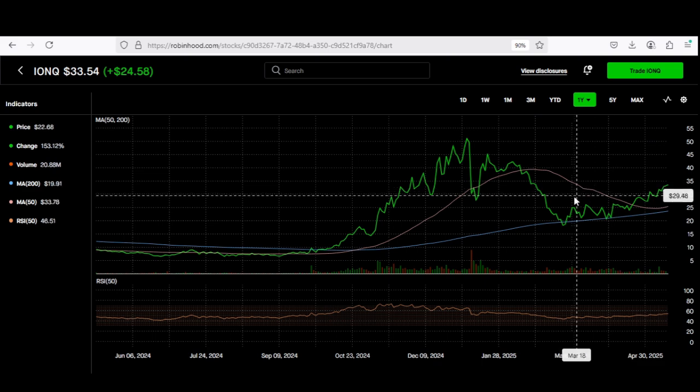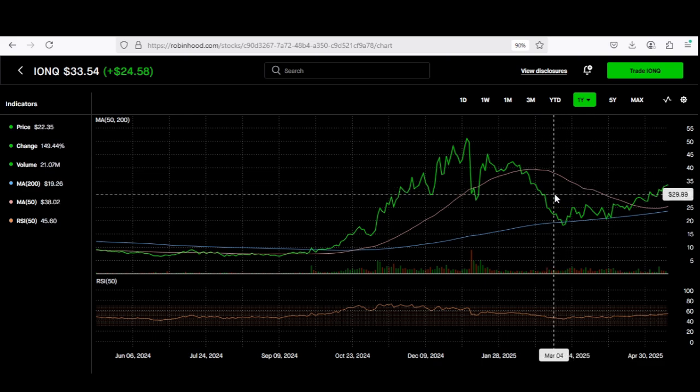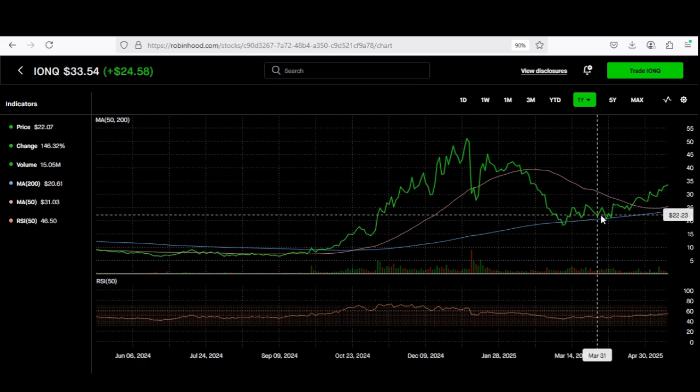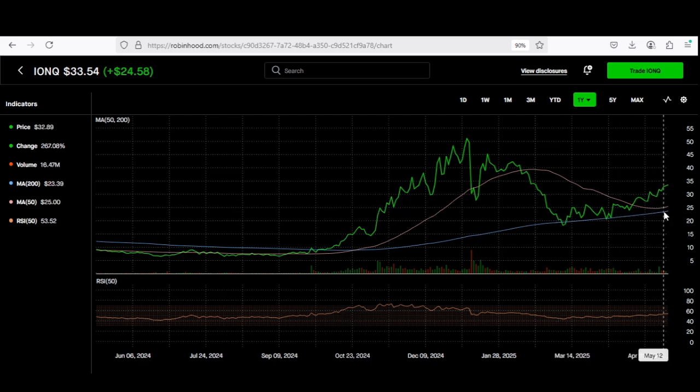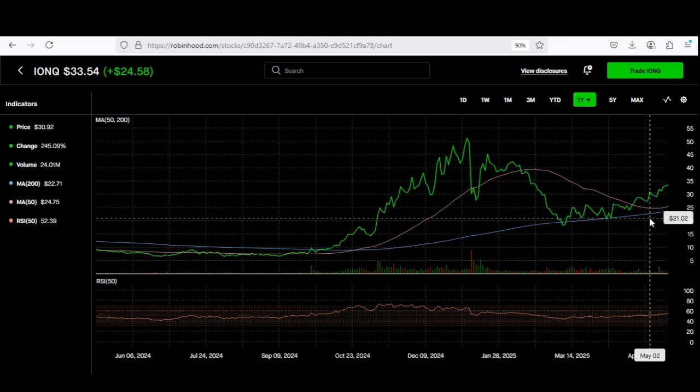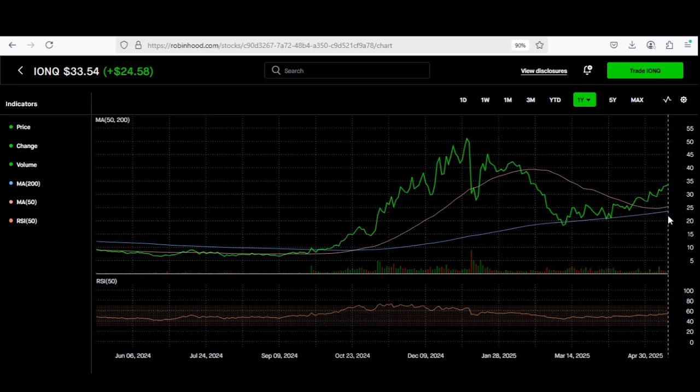So what you want to do is that you want to drag this white line right here. Now, before we get into the white line, let me just show you the importance of this blue line right here. Now, this blue line right here is the MA200, better known as the 200-day moving average. Now, if you're new to the channel, you will know that I like picking up my stocks or my options around the 200-day moving average. Now, the 200-day moving average on IONQ shows that this stock should be trading around the $25 mark.